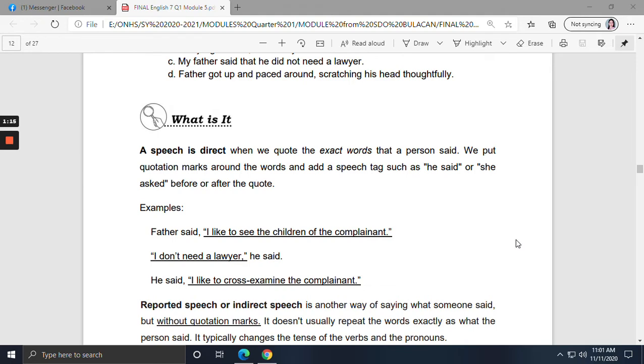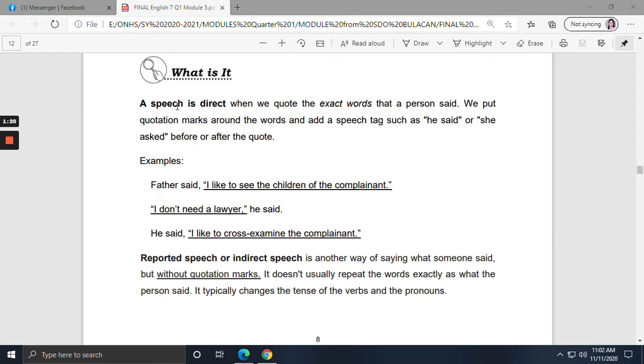So in the What Is It part, we can see the meaning of direct speech and reported speech. When we say direct speech, it is the exact words that a person said. We put quotation marks around the words and add a speech tag such as he said or she asked before or after the quote. So we have here three examples. First, then the second example, then the third example.